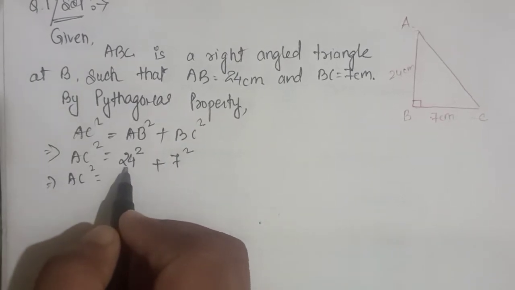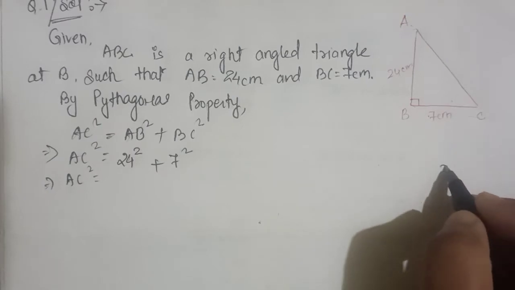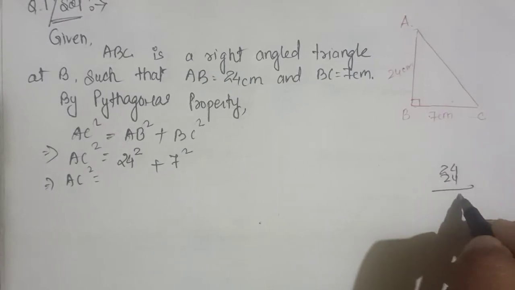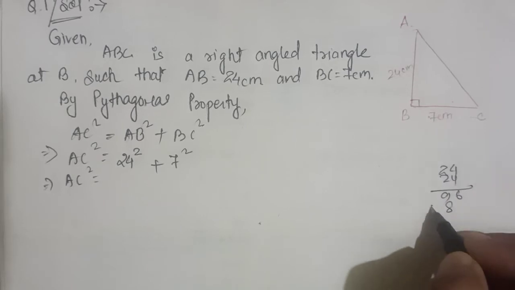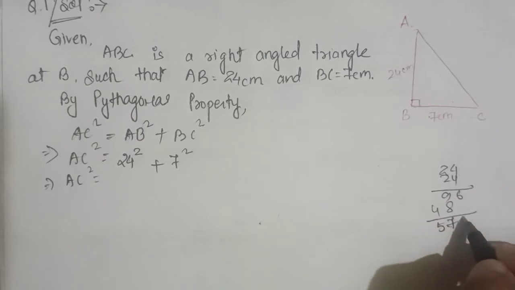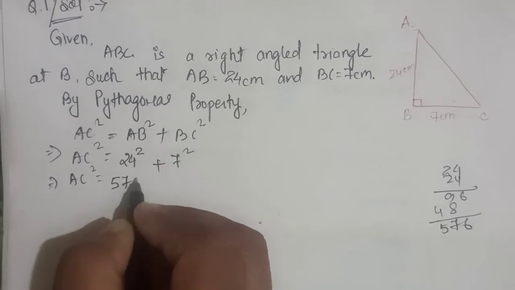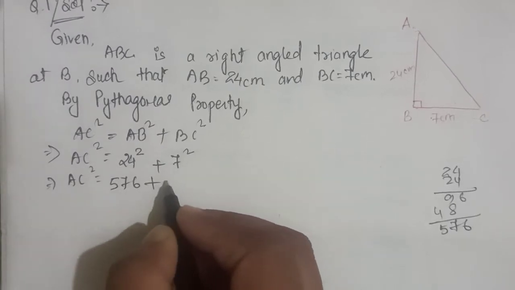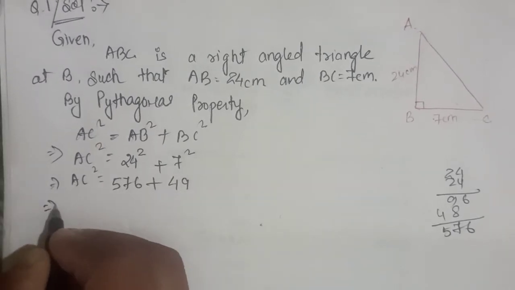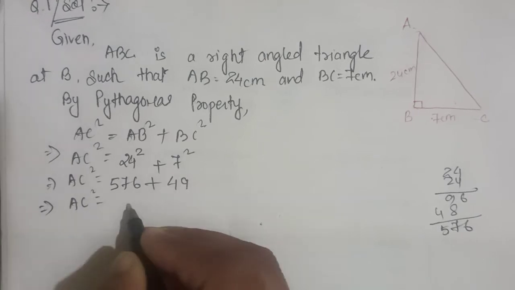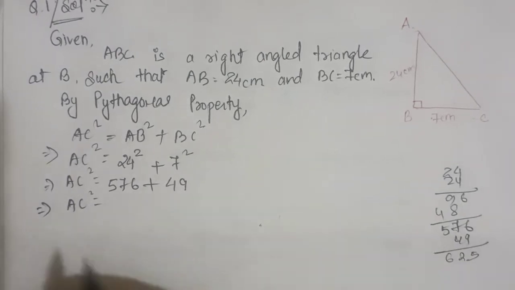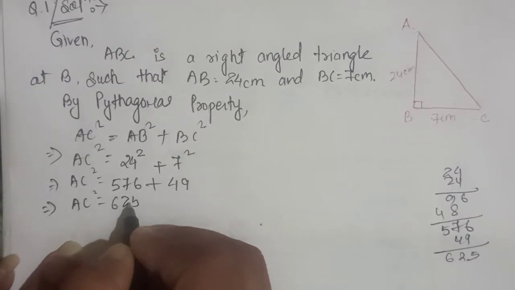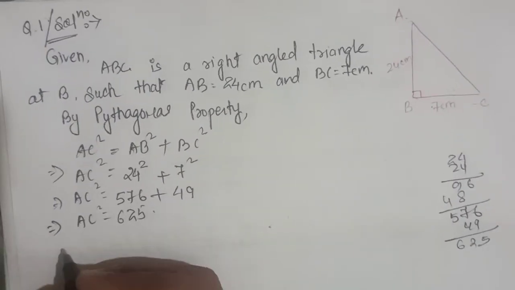We have to find out the square of 24. So let's check what is the square of 24. 2 4 ja 8, 2 2 ja 4. It is 576. So it will be 576 plus the square of 7, 7 7 ja 49. So AC square equal 576 plus 49. We'll get here 625. So see, here we got the value of AC square.